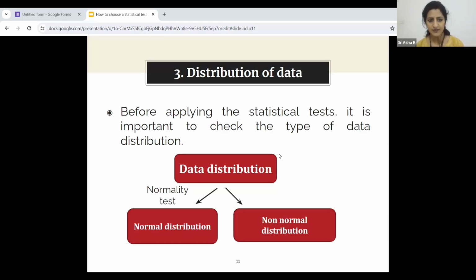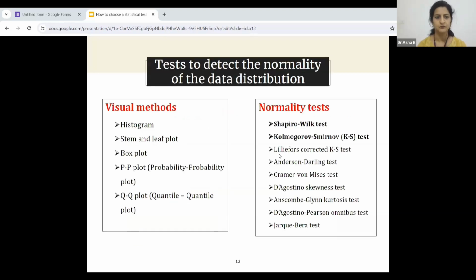So they often follow non-normal distribution. Only if the data is continuous in nature, then we have to apply a normality test, and then we have to see whether the continuous data belongs to a normal or a non-normal type of distribution.